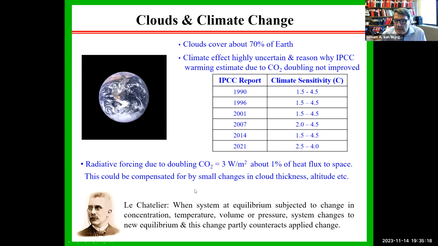And there's this principle that this French chemist Le Chatelier came up with about 2 centuries ago. When you have a system at equilibrium, such as the climate, and you subject it to a small change in concentration, temperature, volume, or pressure, the system changes. It reaches a new equilibrium in such a way that it partially counteracts the applied change. So it's perfectly reasonable to expect that in the Earth climate system, clouds are going to adapt in such a way to compensate for that 1% change in the radiative flux to space.